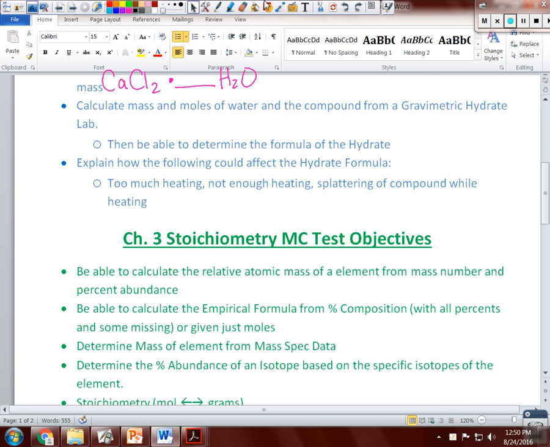So we're solely focusing on how could you affect the number of waters in a hydrate formula. Because is the calcium chloride going to change? No. But we're going to affect the number of waters. What would happen if you had too much heating?